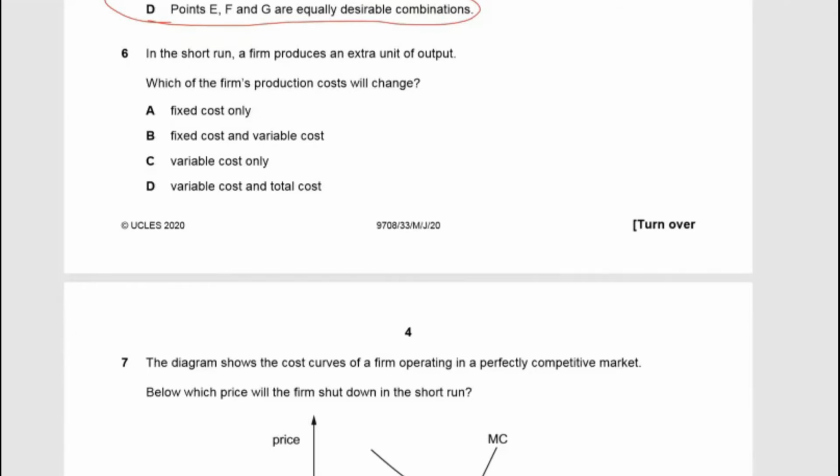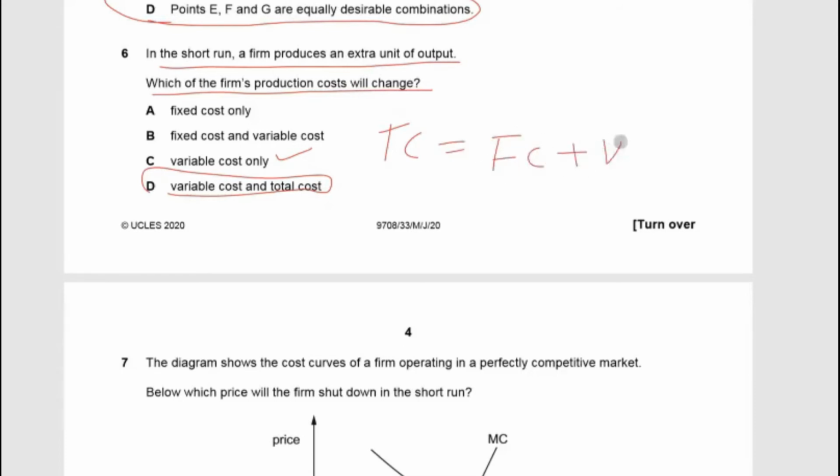In the short run, a firm produces an extra unit of output. Which of the following production costs will change? Definitely variable cost increases. When variable cost increases, it will lead to an increase in total cost as well. It generally confuses students, and students think that only variable cost will rise. Since total cost is equal to fixed cost plus variable cost, and now if variable cost is increasing, then definitely the collective result will also be increasing.